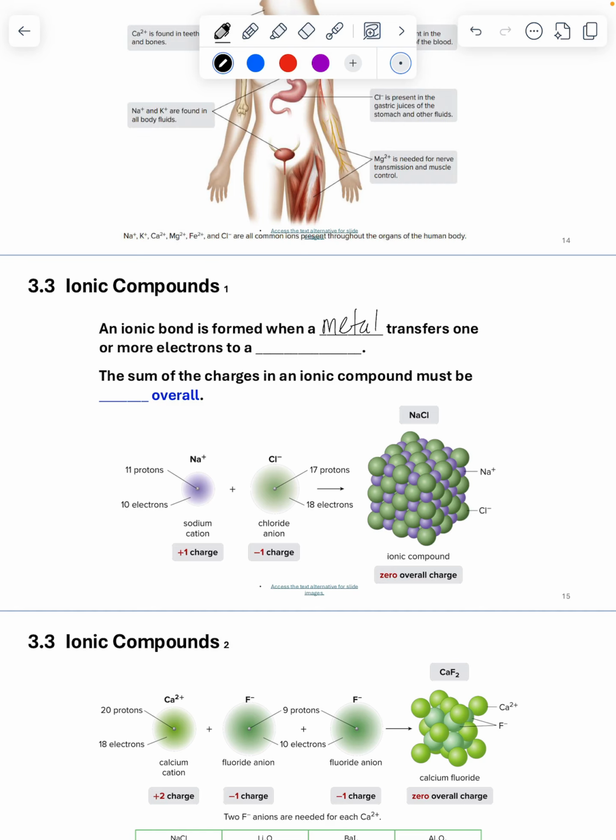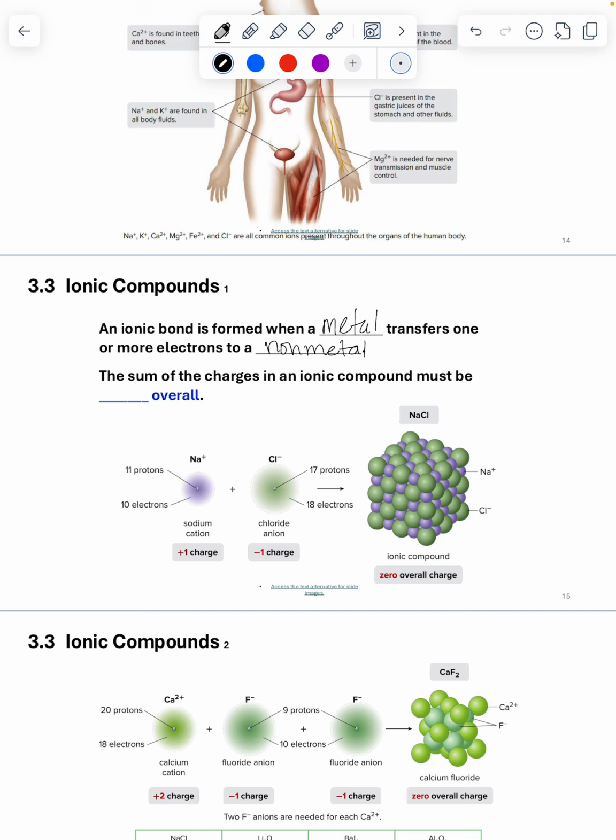And so we said previously that metals tend to form cations, and remember, cations lose electrons, so the electron that the metal lost is transferred to the nonmetal, which likes to gain electrons. And so the sum of the charges in an ionic compound must be 0 overall. So when we're forming a compound, we have to make sure the charges add up to 0.